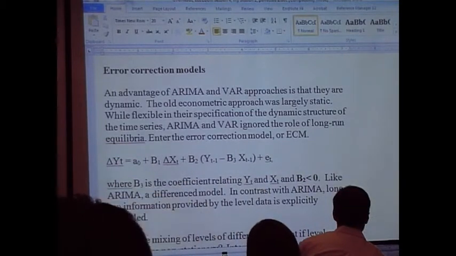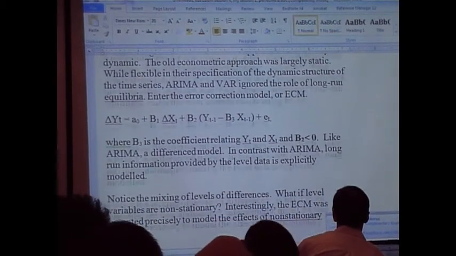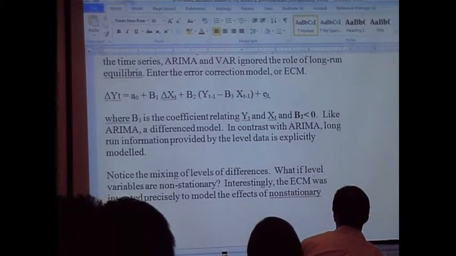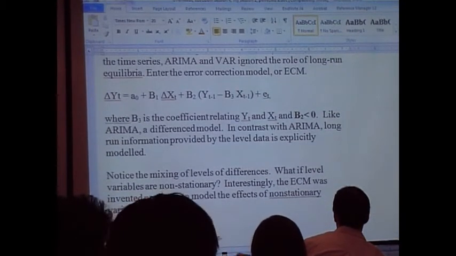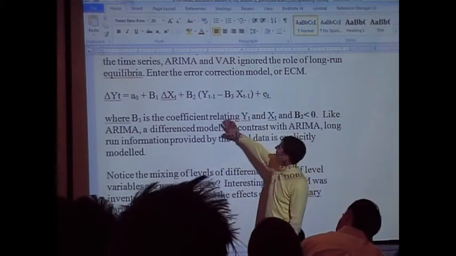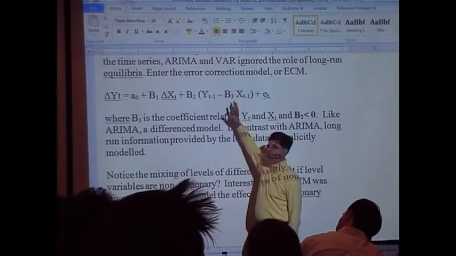This is an interesting kind of model because this is unlike all the other models we've looked at. This has a model that mixes levels and differences, right? Okay, it mixes levels and differences. You have differences, and you have levels, right?